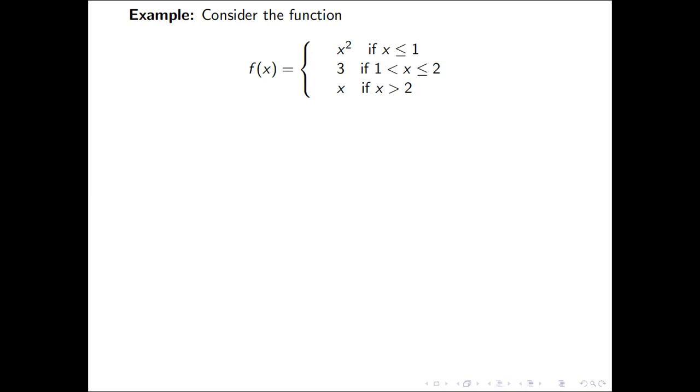F of pi. Okay, pi. Since f of x is x when x is greater than 2, and pi is greater than 2, f of pi is pi. How about f of 1? Okay, f of 1 is 1, since it's still here, less than or equal to, so 1 squared. What's f of 3 halves? 3 over 2. Since 3 halves is 1.5, it's between 1 and 2. So 3. Okay, so you do not substitute into all the formulas.